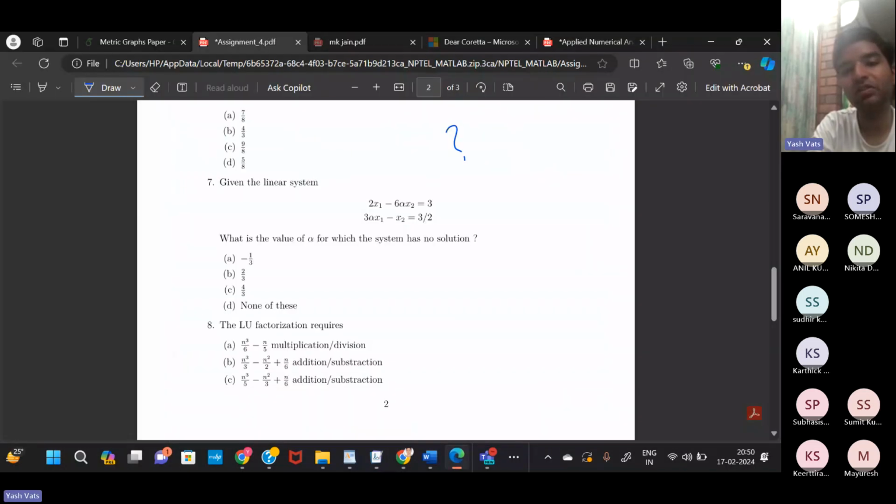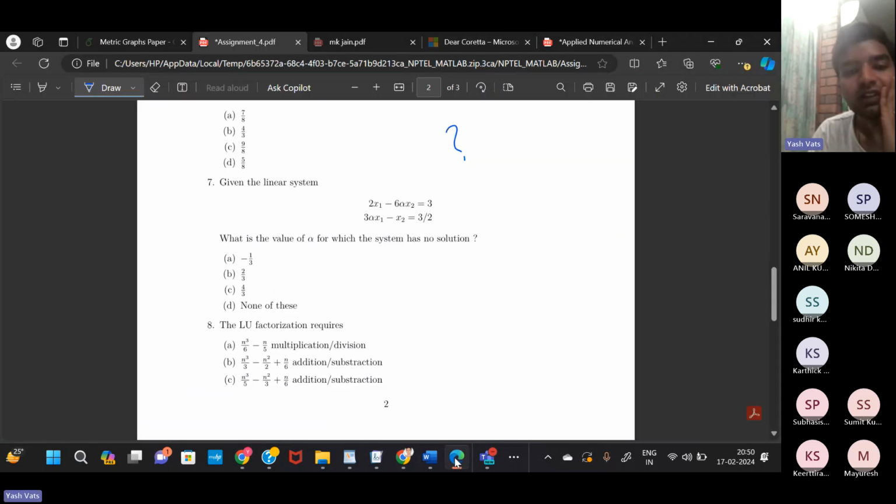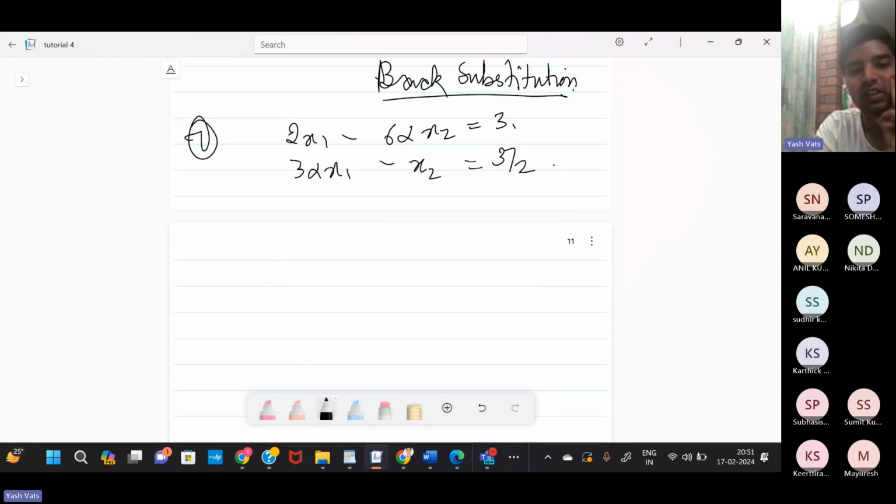So would you like to use the Gauss elimination method to find the solution? What is the procedure? Or you can directly find the value of x1 from the first equation, because I don't want to divide by alpha. Or you can use Gauss elimination anyway. So the matrix is 2, 3 alpha minus 6 alpha, minus 1.